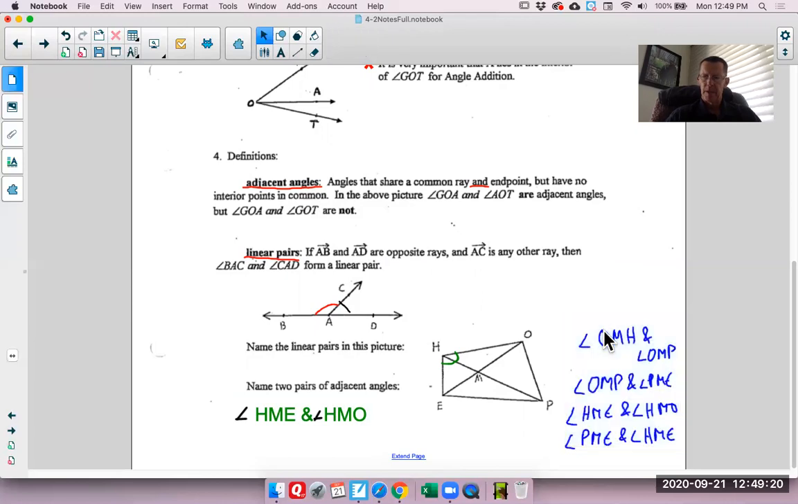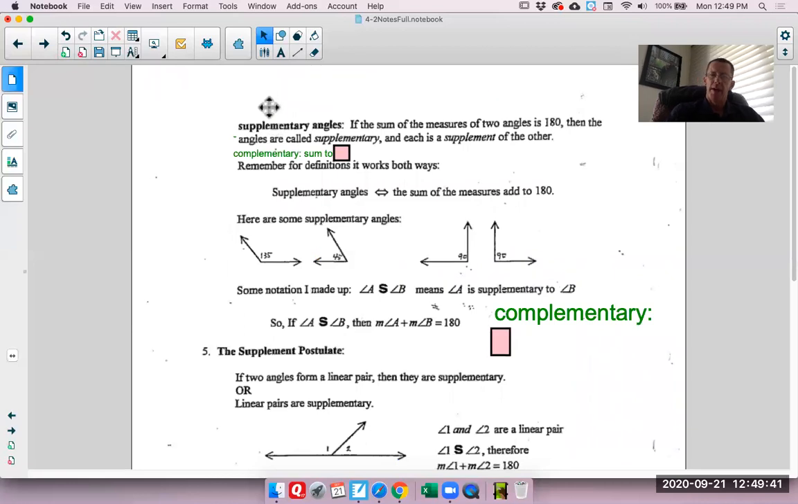Okay, so those are what we got. Awesome. By the way, would we also have adjacent angles with OHP and EHP? Absolutely. So there's a whole bunch. I don't even think I've listed all of them here. All right. Moving along.